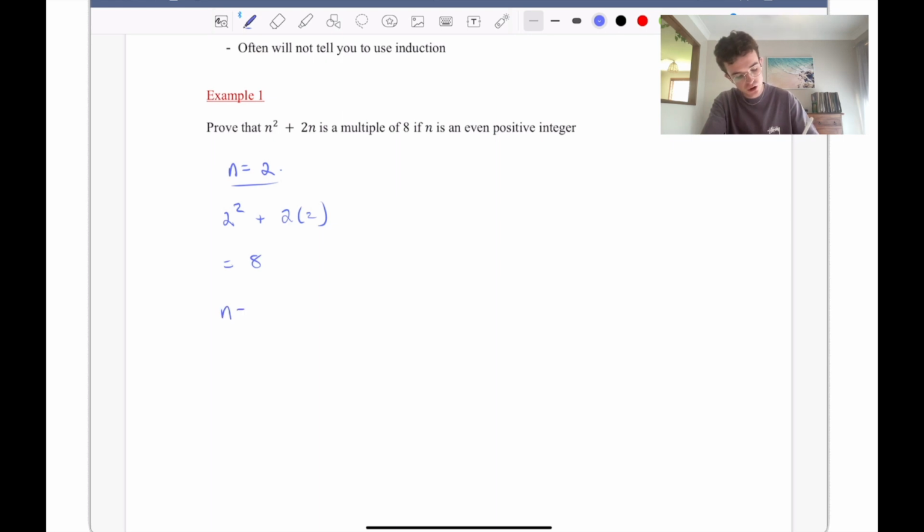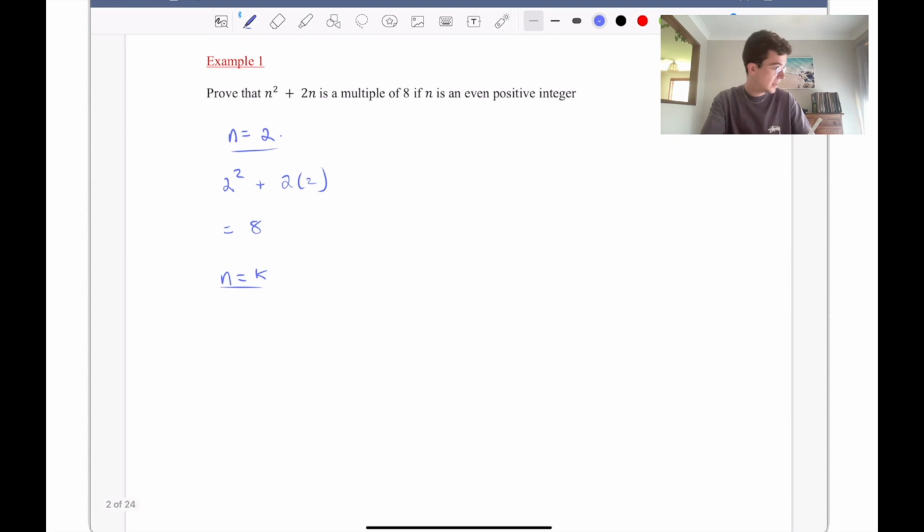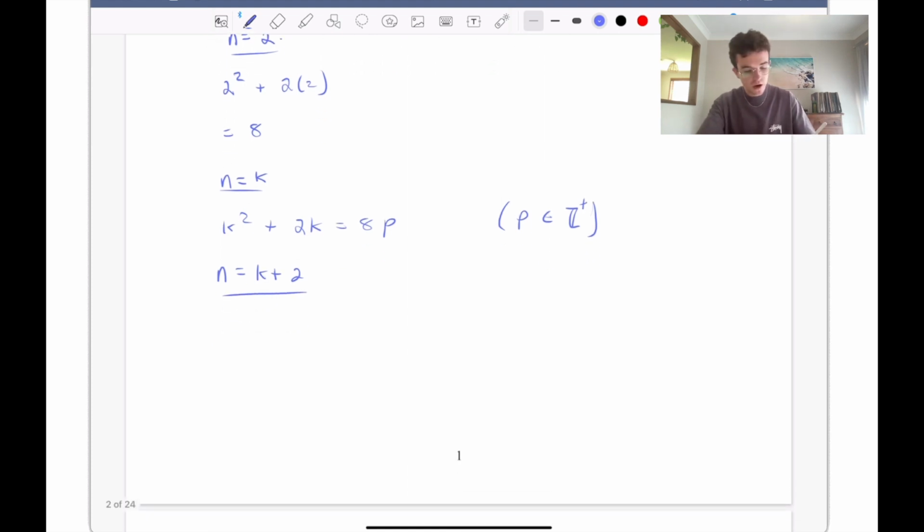Our next step is to assume for n is equal to k. So we're going to assume that k squared plus 2k is equal to 8p for some integer p, a positive integer as well. Our next step is not going to be k plus 1, but k plus 2, because if our integer k is even, then the next number that's even is k plus 2. So we're going to look at k plus 2.